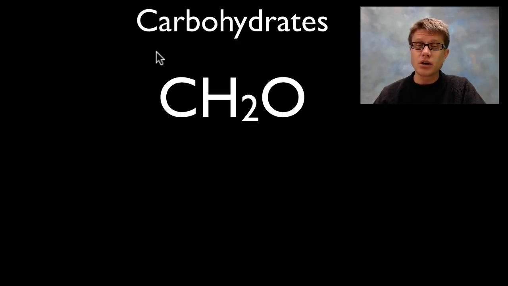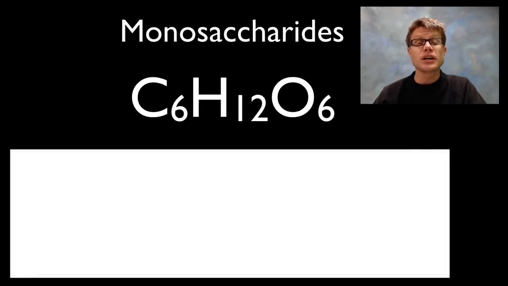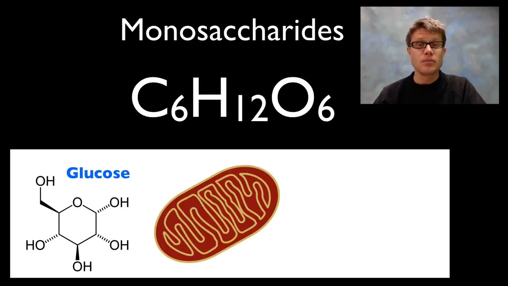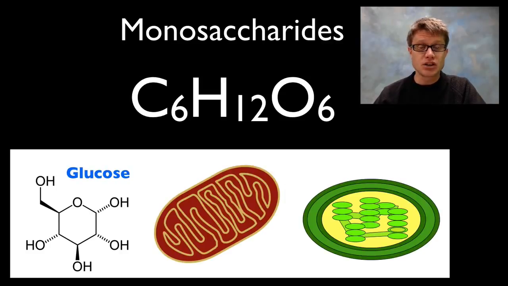Can you see why they're called carbohydrates? We've got a carbon out here, and then we have water. So it's a carbohydrate. Good way to remember that. If we look at a simple monosaccharide, it's going to have 6 carbon, 12 hydrogen, and 6 oxygen. And so the simplest, the sugar upon which life is built is called glucose.